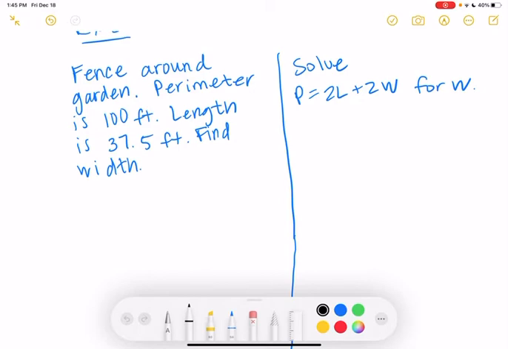Okay, so go ahead and hit pause and come back when you're ready. Let's see how you do. Go ahead and try both of these.